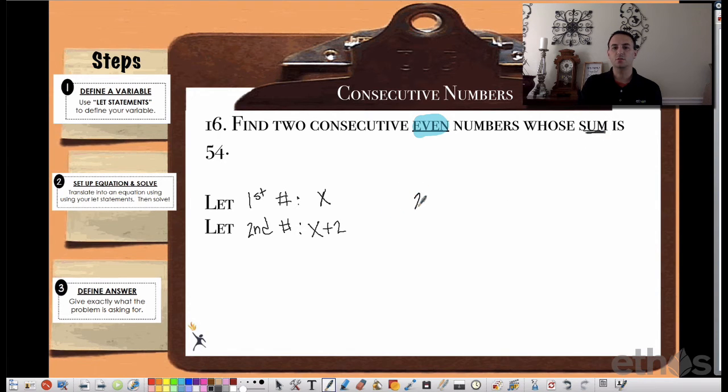So we're going to say, okay, 2x plus 2 is equal to 54. Subtract 2.